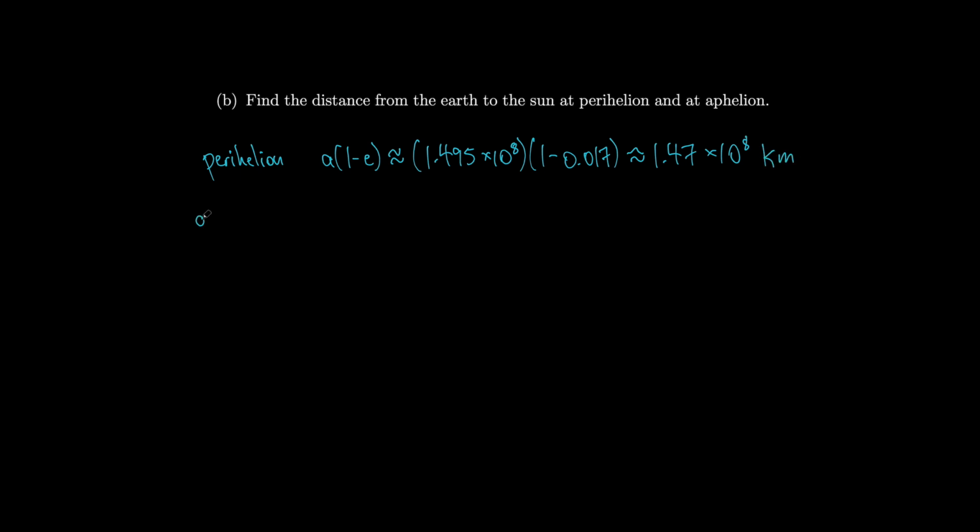Now let's do aphelion. So that's going to be a times (1 plus e), which is about 1.495 times 10 to the 8th times (1 plus 0.017), which is about 1.52 times 10 to the 8th kilometers.